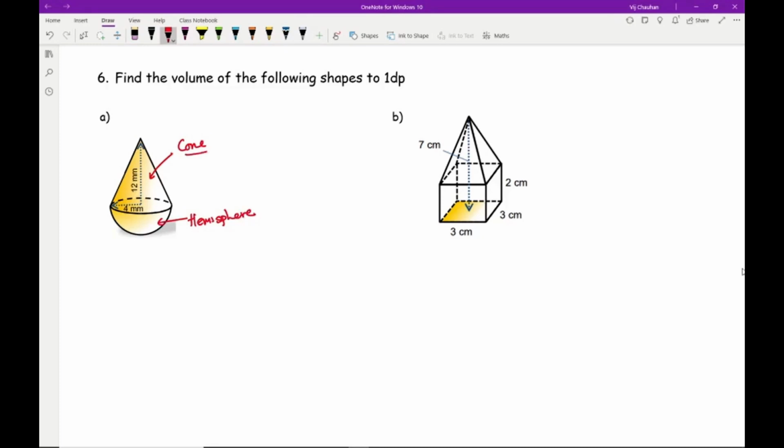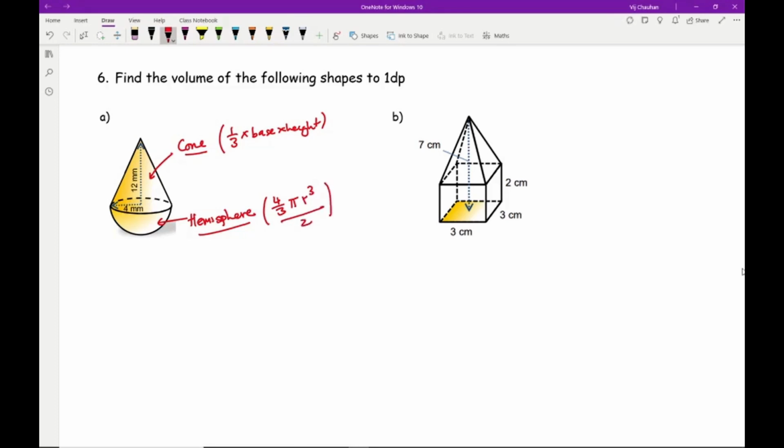And what you want to do is work out each of those separate volumes and then add them together. So again, looking at a cone, that's 1/3 times the base times the height. And for a hemisphere, well, it's the volume of a full sphere, which is 4/3 pi r cubed, and that's all going to be divided by 2.